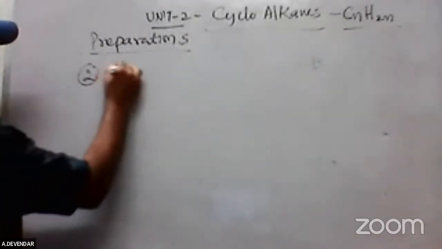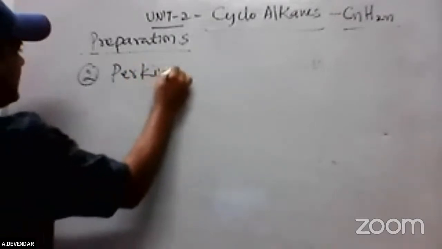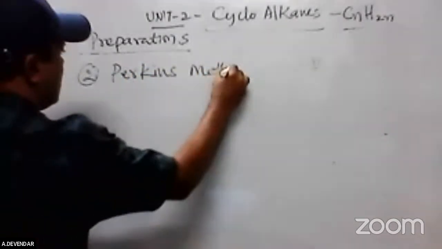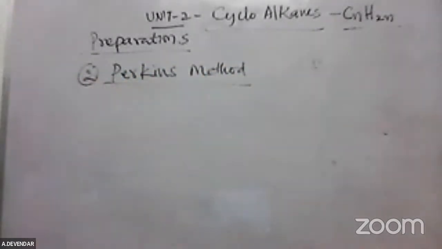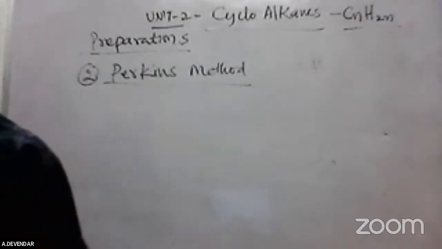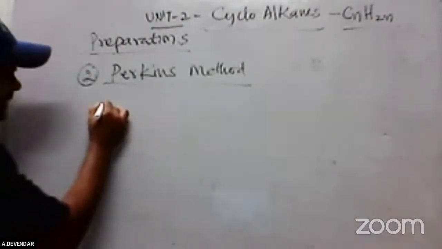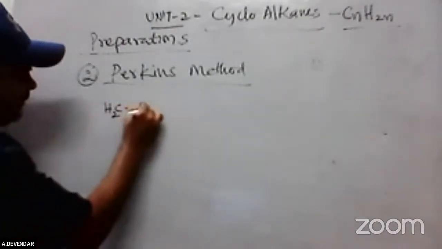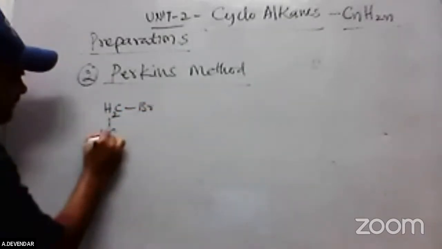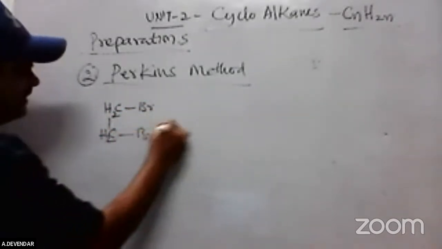Second method is Pulkins method. Here, some particular raw materials are present. I will use those particularly. Please name this compound. You try.